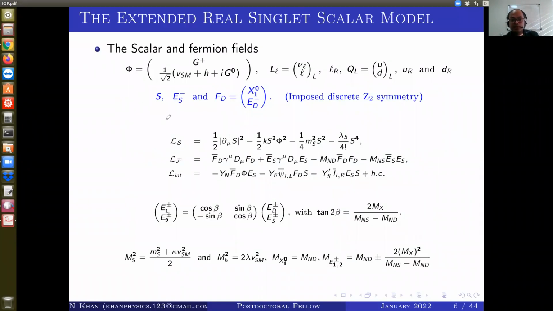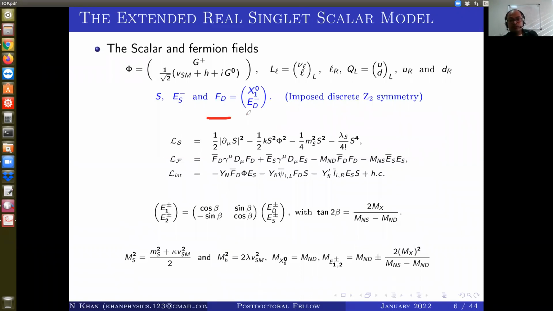We have extended this singlet scalar with some extra additional fermion. Then why did we extend this? Because I already told you that, with present direct detection and Higgs invisible decay width, most of the parameter space is ruled out by these experimental constraints, the direct detection constraint or the Higgs invisible decay width.